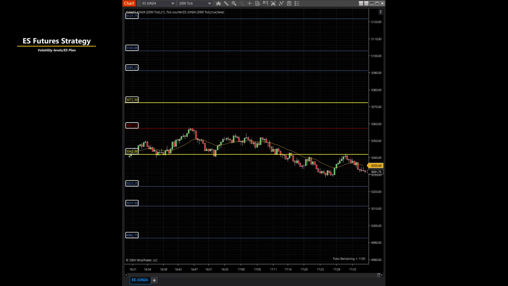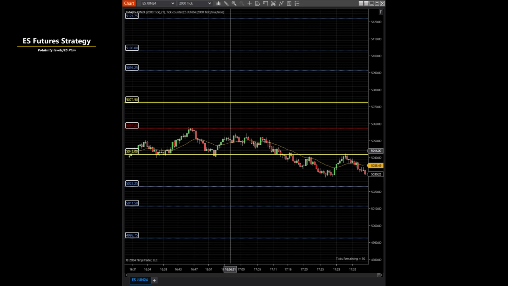The ES strategy consists of the volatility levels and the ES plan. The volatility levels are very precise algo-generated levels that can be used for entering long and short trades, and the ES plan defines where we will be looking for longs and where we will be looking for shorts.